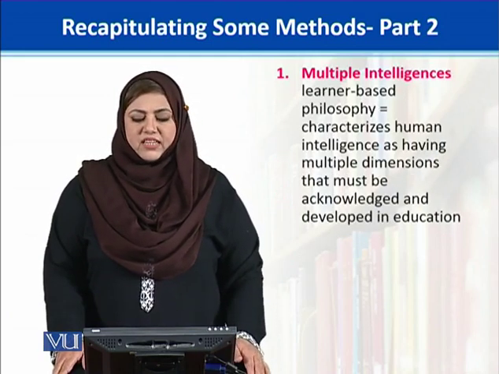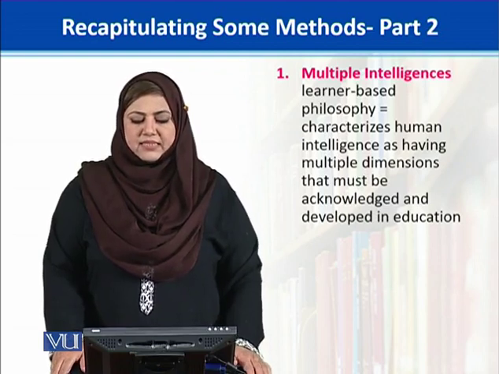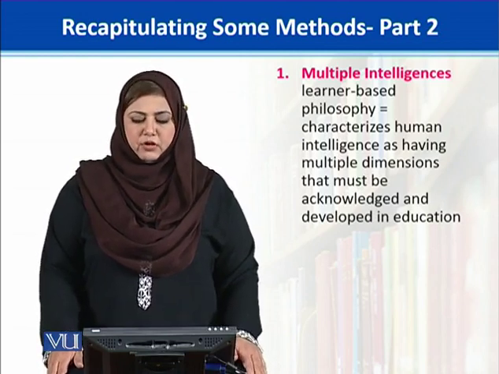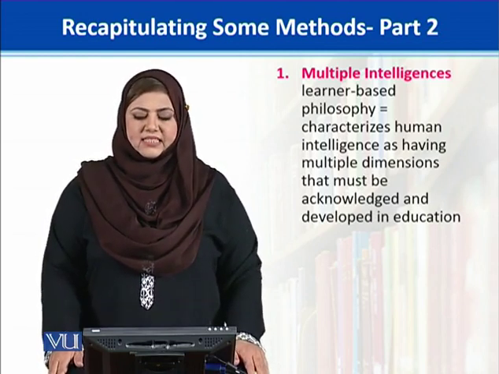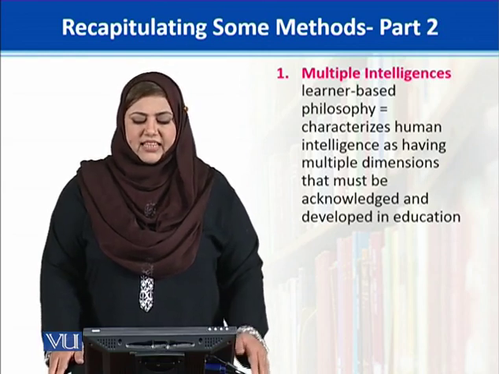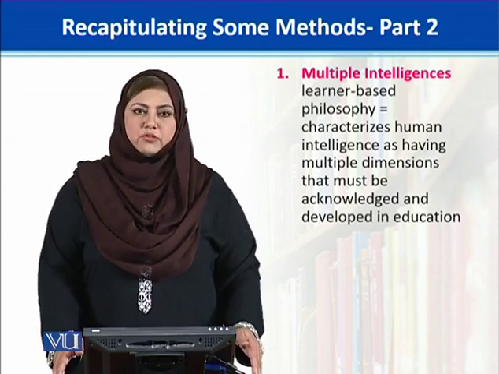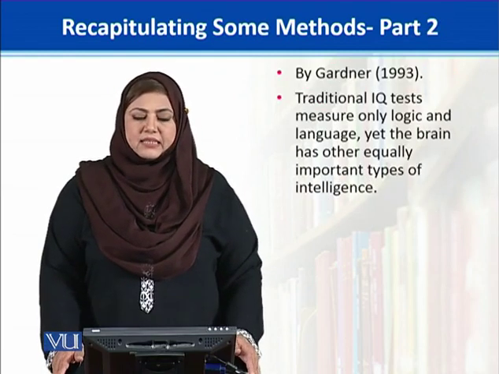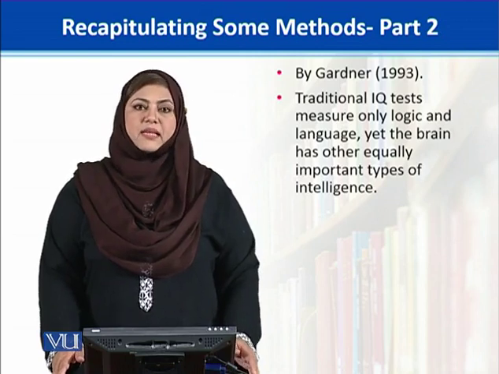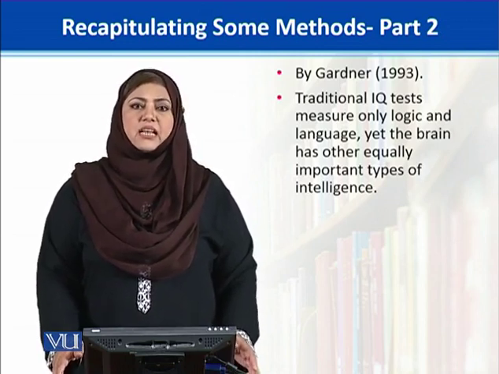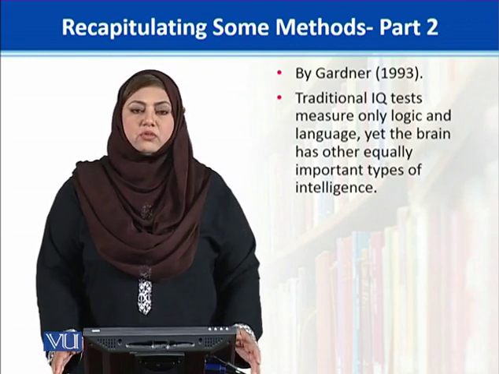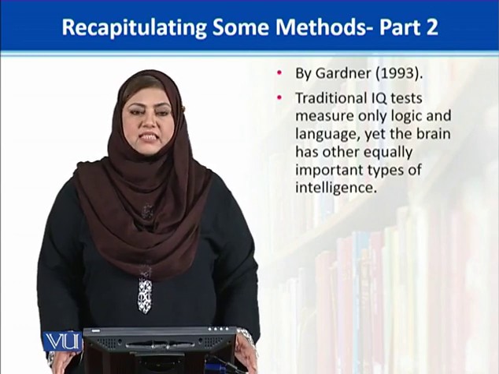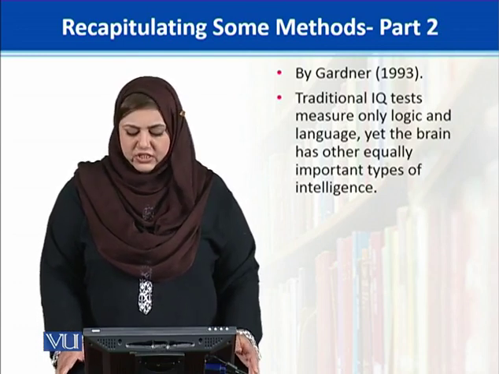Well, my dear students, when it comes to the first method, that is multiple intelligences, it is based on a learner-based philosophy, and it characterizes human intelligence as having multiple dimensions that must be acknowledged when it comes to education or language learning. It was proposed by Gardner in 1993, and basically his view was that the traditional IQ tests measure only logic and language, yet there are so many other dimensions of human intelligence which are of equal importance and which need to be measured.